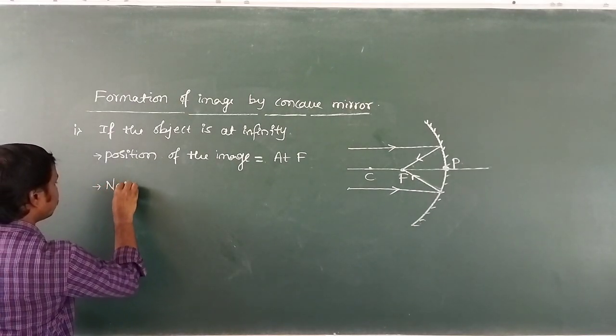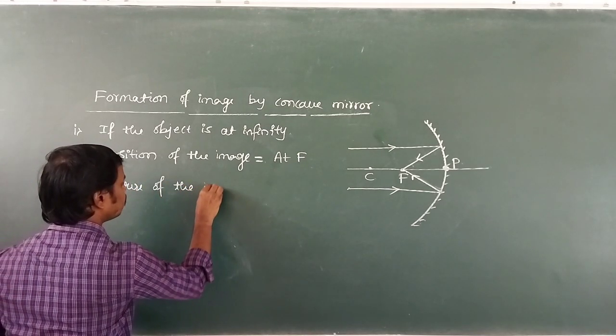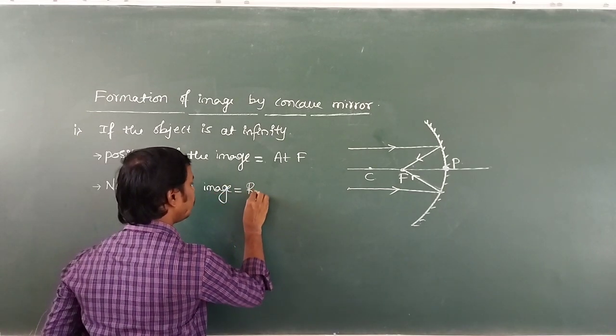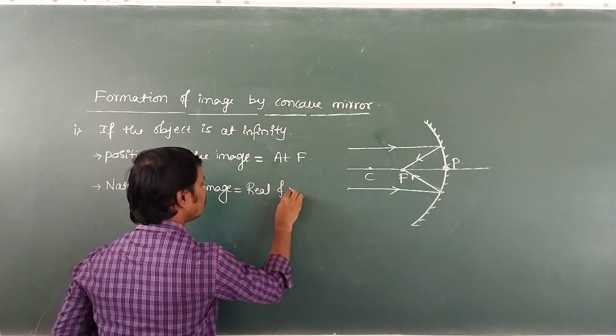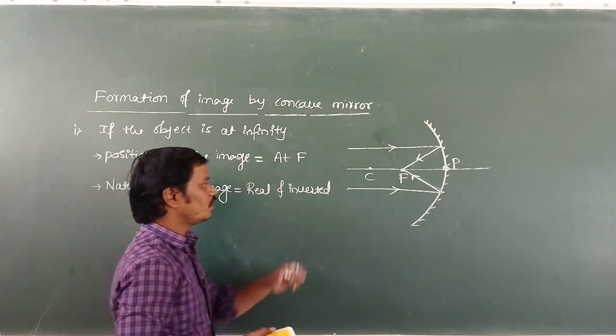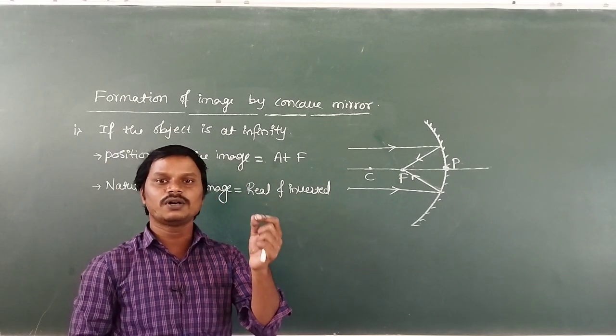Nature of the image. That is real and inverted. See here, what do you mean by real and inverted? Real means here it is an image which can be obtained on the screen.